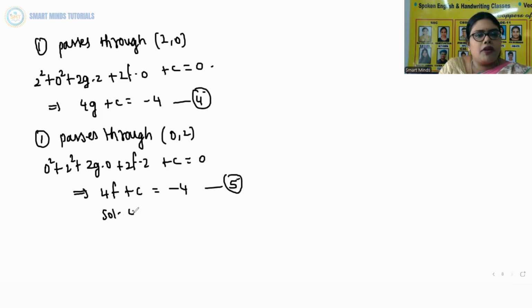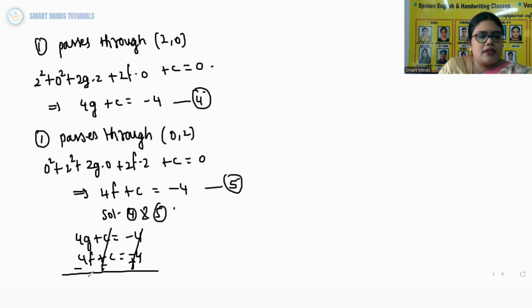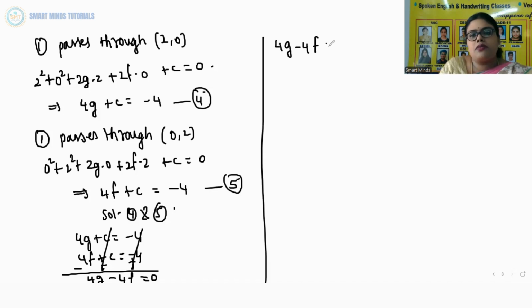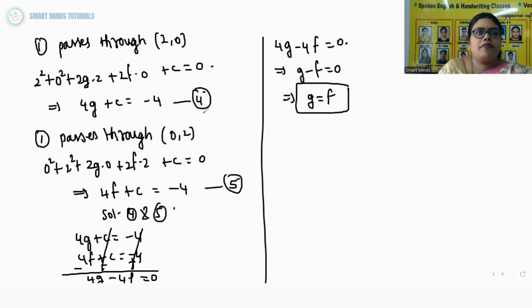Now solving 4 and 5. You have 4g plus c is equal to minus 4, and 4f plus c is equal to minus 4. Change the signs: plus 4 minus 4 cancel, plus c minus c cancel. So you get 4g minus 4f is equal to 0. You take 4 common: g minus f is equal to 0. So we got a condition: g is equal to f.